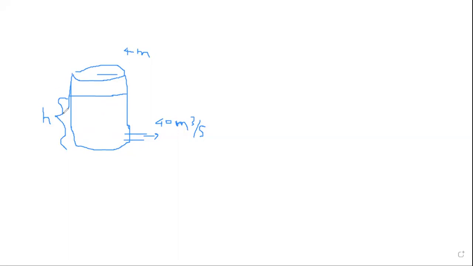So the rate of change of h, right? What we need to find is dh over dt. Now we know the rate of change of the volume, dV over dt, which is 40.